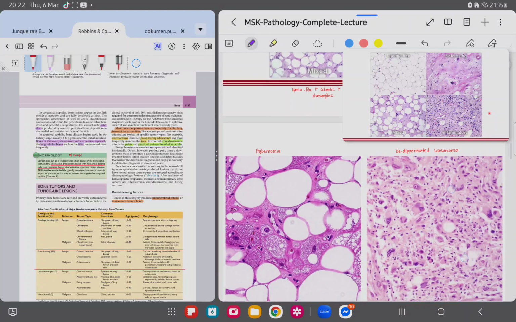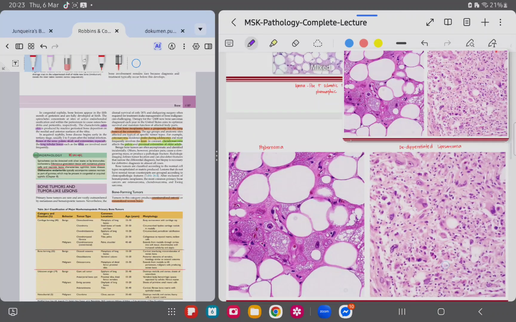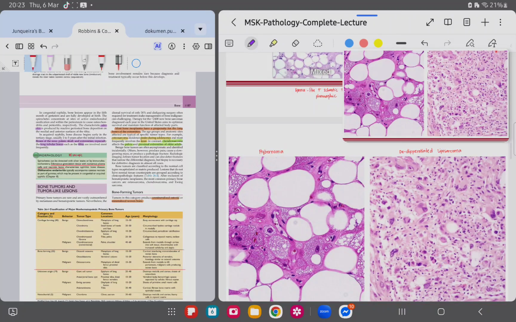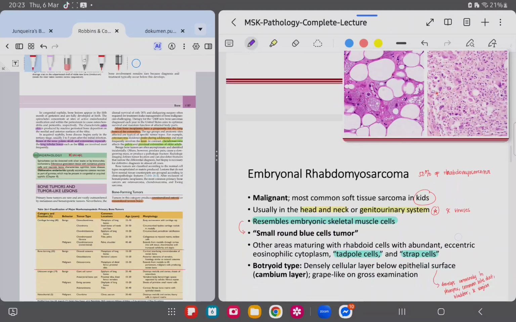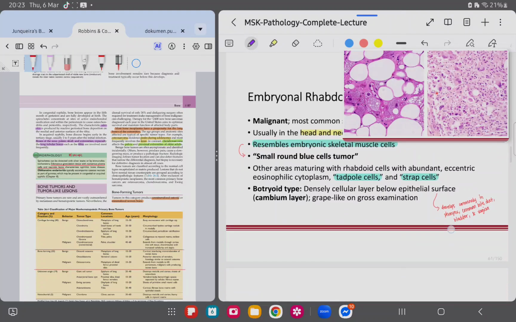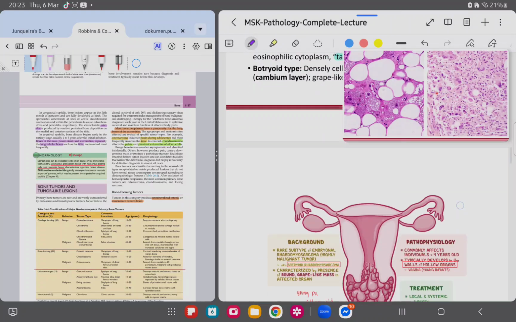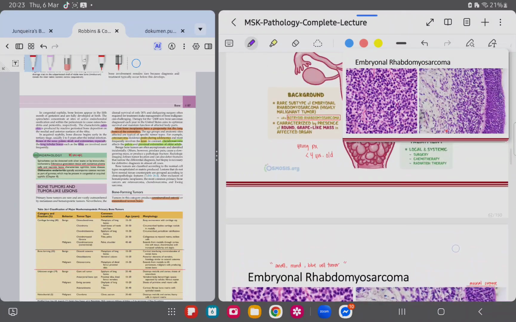So these are just further examples of how ugly looking the nuclei of your liposarcoma can be. Your embryonal rhabdomyosarcoma or your rhabdomyosarcomas for that matter, if there are two subtypes that I want you to remember, that will be your embryonal and alveolar rhabdomyosarcoma. Please review the different mutations, especially those involving FOXO1.